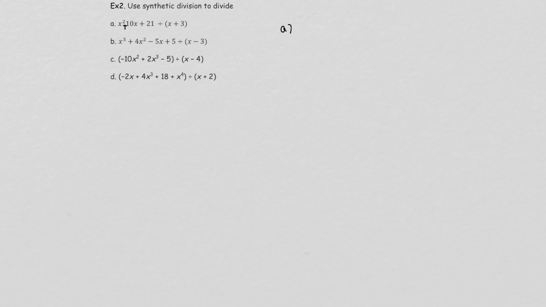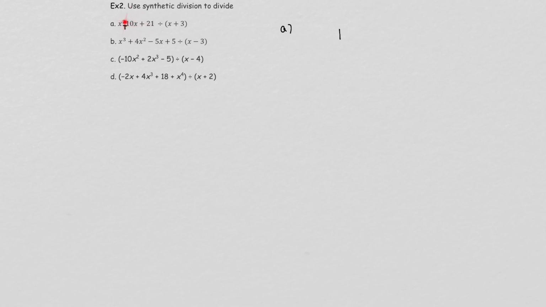When you're writing in synthetic division terms, make sure you write it in descending order. So start with the square, then the first-degree term and the constant. And when you're dividing by x plus 3, we're going to divide with negative 3, so it will be the opposite sign. And when you're using synthetic division, we don't use the variable, we only use the value. So for example, from x squared, we're going to only use 1.